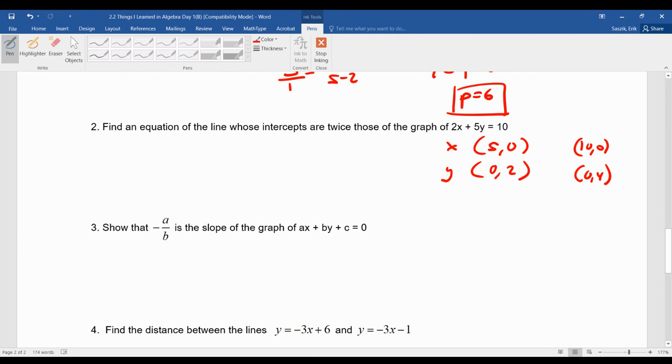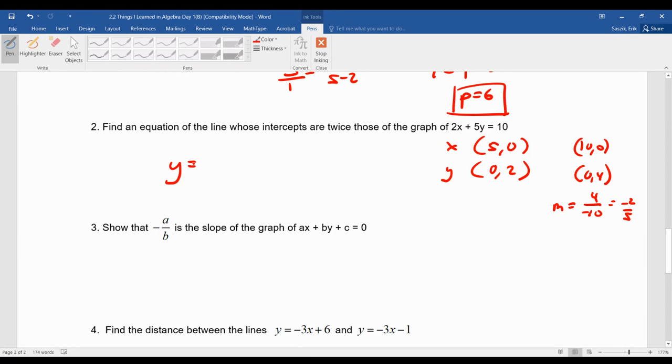I hope it makes sense that the slope doesn't change, but we can find the slope now, right? But it's the same as this. The slope here would be 4 minus 0 over 0 minus 10. So that would be negative 2/5. So we have the slope.